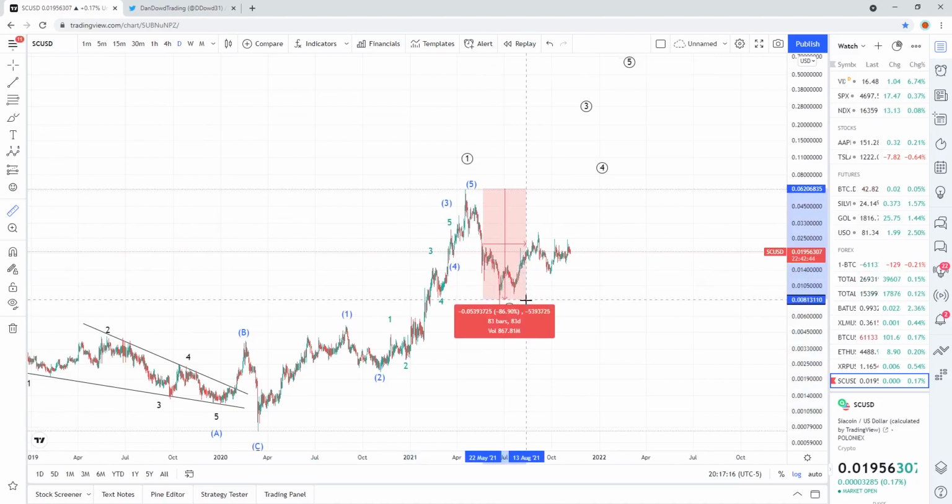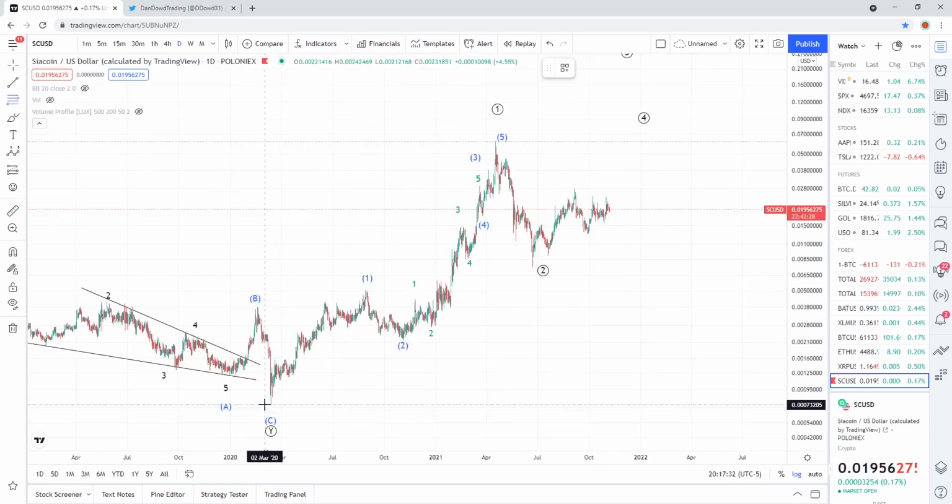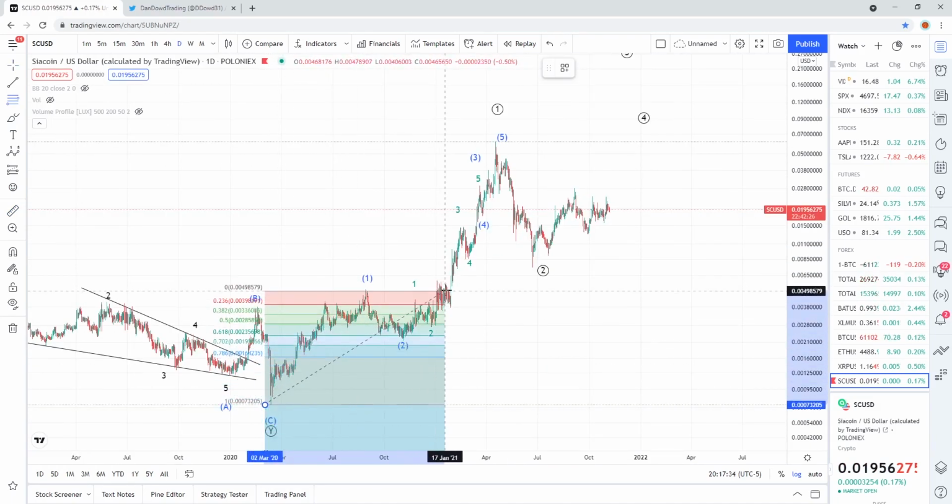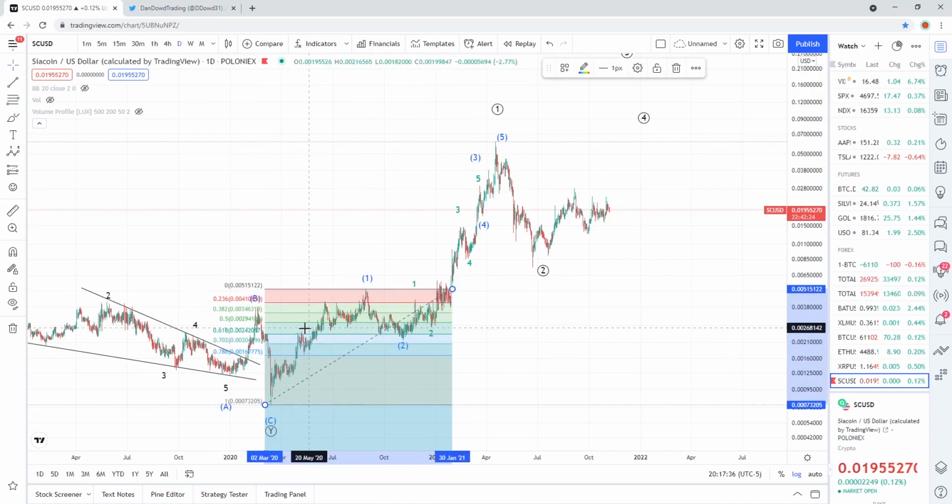As you can see, this is an extremely deep correction. This took us down 88%. This is what you typically see in a wave 2. You see this thing pull back down to the 618 Fibonacci retracement level.